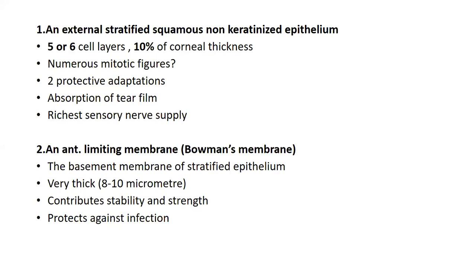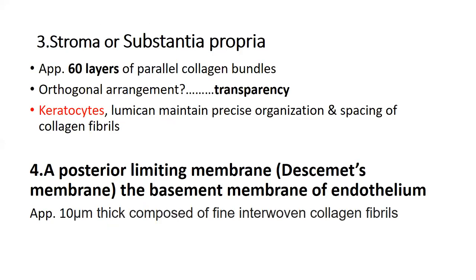So next is the anterior limiting membrane, which is given the name Bowman's membrane. What is this membrane? This is actually the basement membrane of the superficial stratified squamous epithelium. According to this location, it is very thick, 8 to 10 micrometers. It contributes to the stability and strength of the cornea, and it protects against various infections because this area is exposed to the external environment. Next comes the stroma or substantia propria.